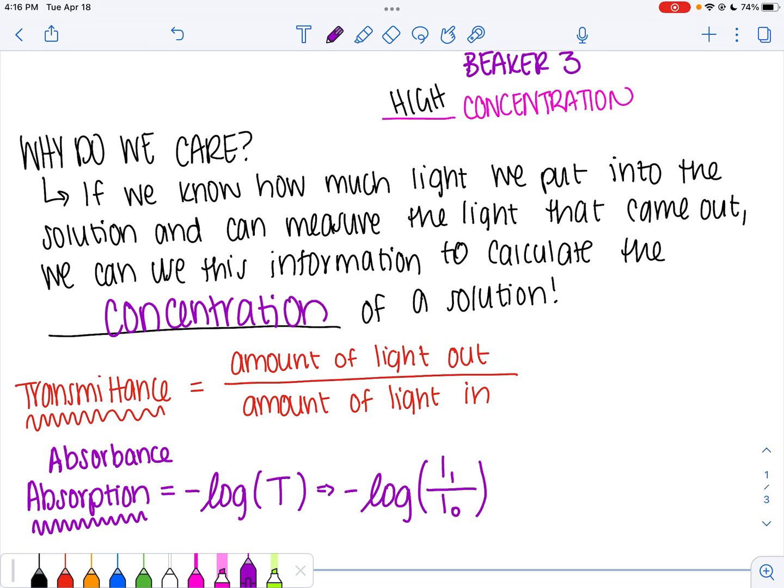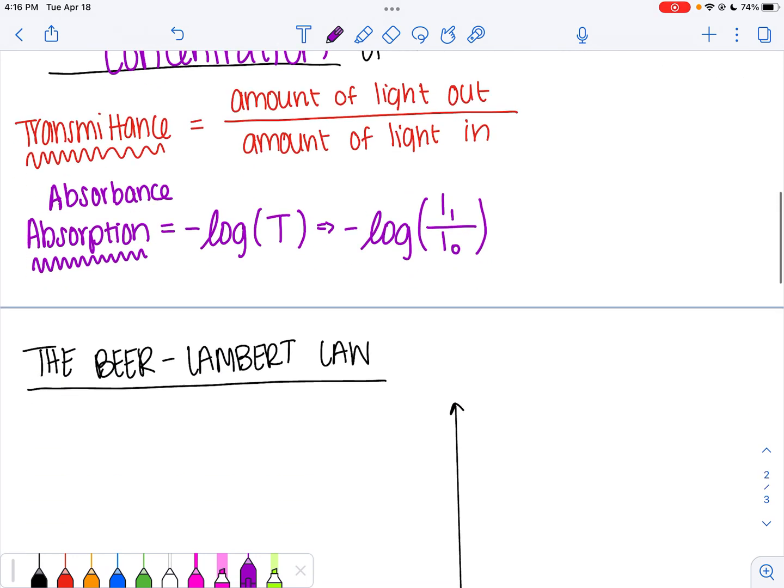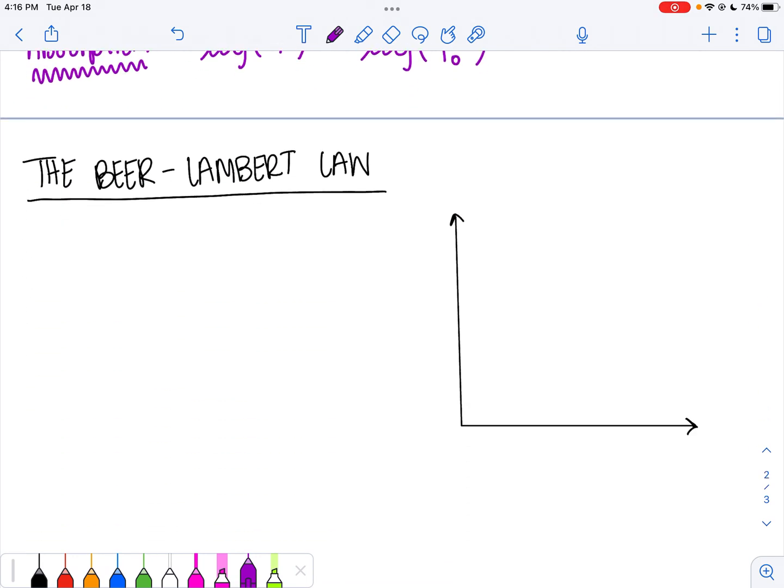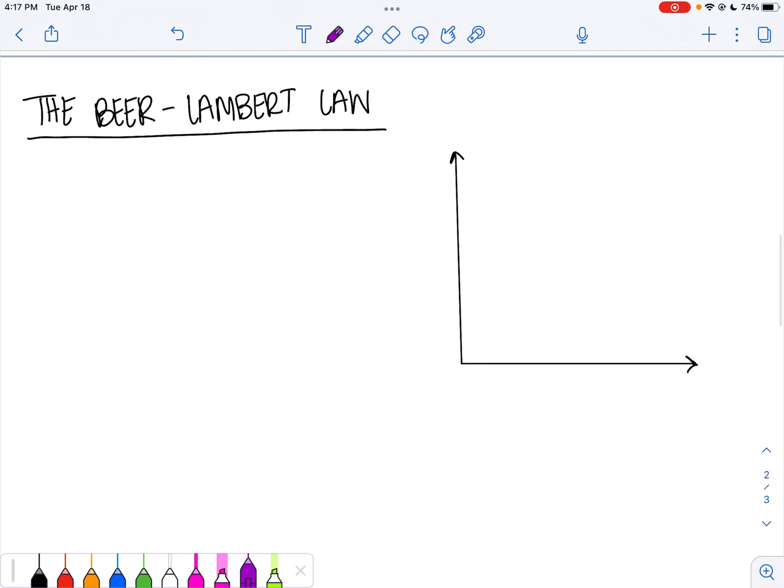So this is just another way to help us get concentration, which is great. What we can do to help us calculate this out is we can use an equation called the Beer-Lambert law. The Beer-Lambert law relates the absorbance of a solution to certain properties of that solution. So let me define it for you.